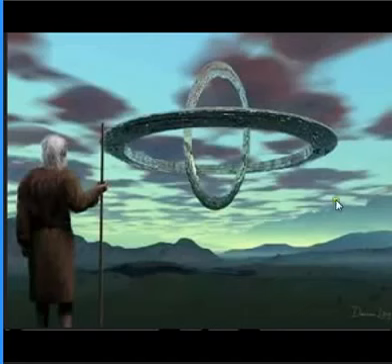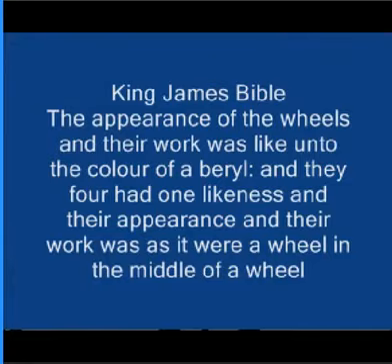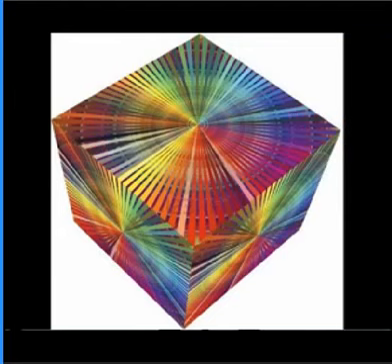This is the biblical story of Ezekiel's wheel. So let's get a description of what Ezekiel's wheel is. Here's a description. The appearance of the wheels and their work was like unto the color of beryl, and they four had one likeness in their appearance. And their work was as it were a wheel within the middle of a wheel. Well, that's pretty much what this is. So it's a wheel within a wheel and within a wheel.